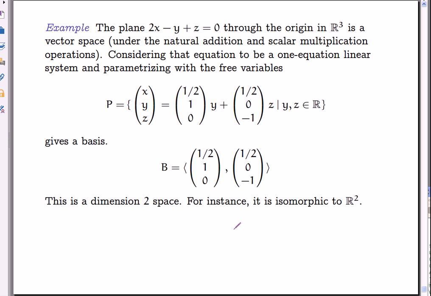Okay, so let's do an example. This plane, this is a homogeneous equation here, so it determines a subspace of R3. We've shown that this plane is closed under linear combination. We can parameterize this plane in the following way. You can treat your y and z as free variables and write the solution set for this linear system, and this is what you come up with.